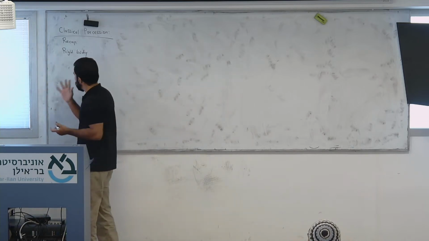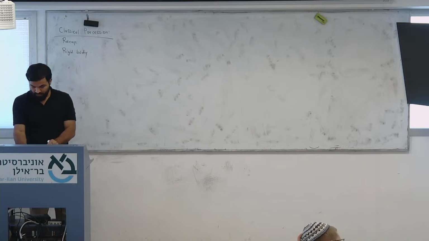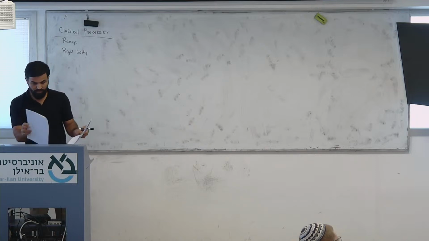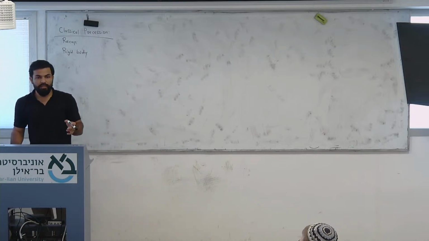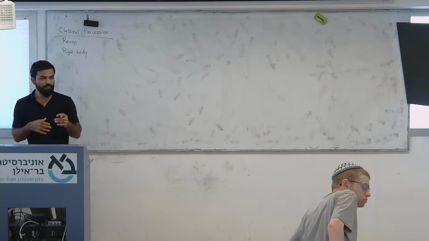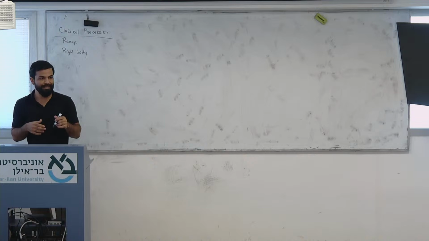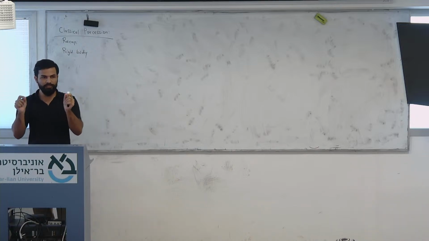Since we have less time, I'll try to finish it today and maybe take one problem if I have some time. So, what is a rigid body? A body composed of n number of particles, such that the distance between the constituent particles does not change over time.